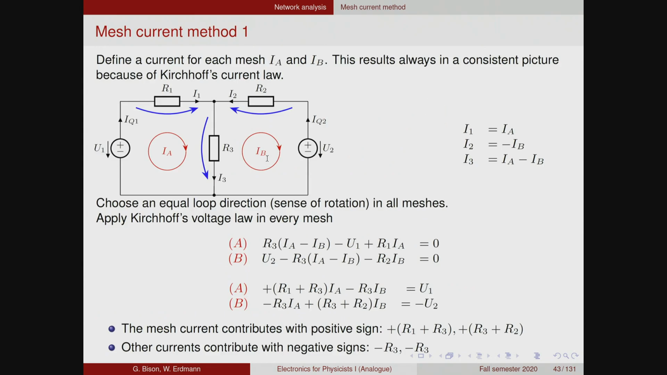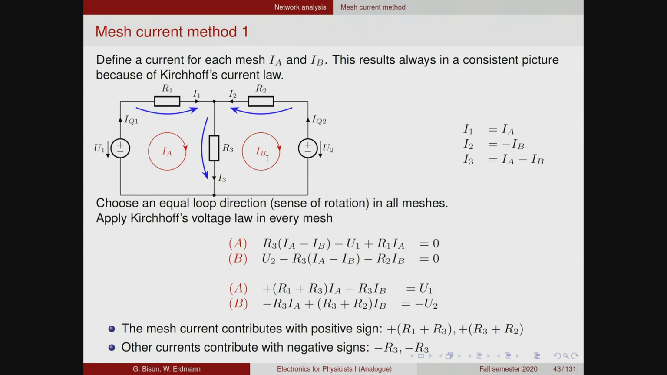The next method is the mesh current method. So again, just a way of systematically generating enough equations to solve the system. And what we do here is we subdivide the complex network, but of course this one is not so complex, but if you have a more complex network, you subdivide it into meshes. A mesh is components and connections that go around in a circle. So in this one we have two meshes.